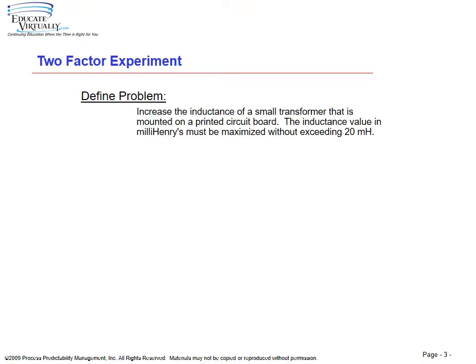We will illustrate our two-factor experiment with an example. In this example, let's start with what the problem is. We are faced with a transformer that's about the size of a dime that mounts on a printed circuit board that needs to have the inductance values raised. We measure inductance in millihenries. We need to increase the inductance value of the transformer, but we cannot exceed 20 millihenries.